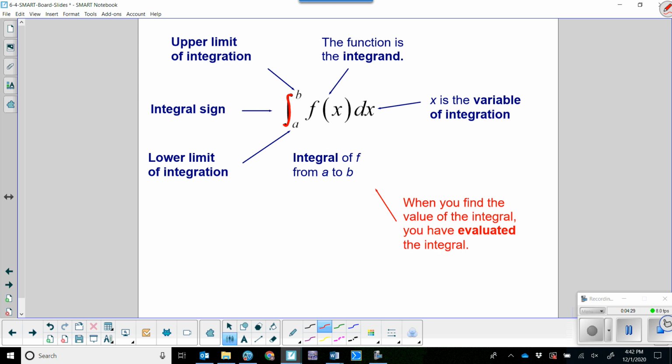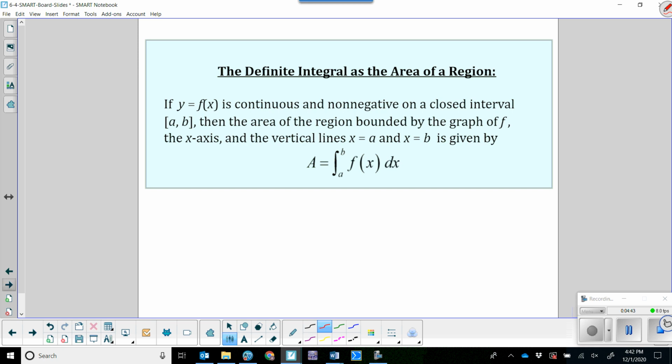When you actually do this and find an answer, then we say we have evaluated the integral. If a and b are numbers, then generally we will get a number answer. The definite integral is the area of the region if f is a continuous and non-negative function. Then this is in fact the area, meaning the function is above the x-axis.